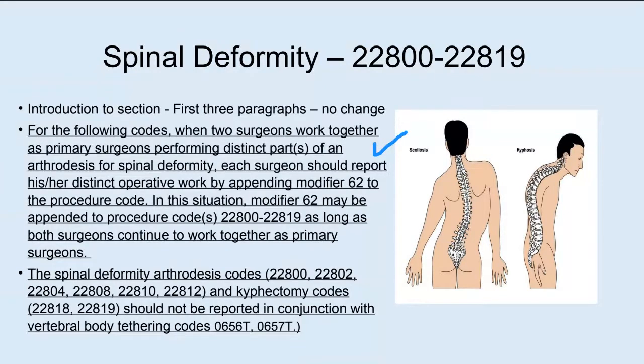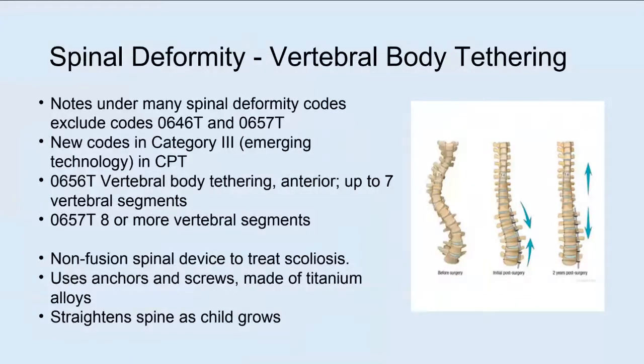Another thing in the paragraph added to the spinal deformity section is that spinal deformity arthrodesis codes and kyphectomy codes should not be reported in conjunction with vertebral body tethering 0656T, 0657T. These are category 3 codes, which is emerging technology, which is new procedures. So these are called vertebral body tethering. And what happens is, it's really kind of interesting, it's a non-fusion way to treat scoliosis. It uses anchors and screws made of titanium alloys to straighten the spine as the child grows. So they have this tethering that they put on here. And as the child continues to grow, the spine starts to straighten. Fascinating. Interesting stuff.